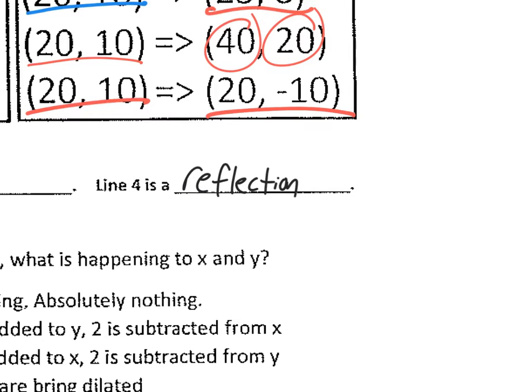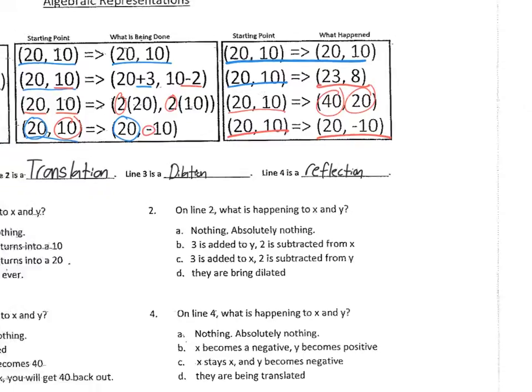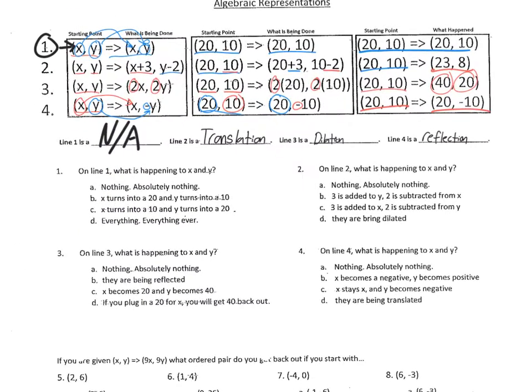So again, these are the things that we've talked about so far. Unfortunately, we've still got more stuff coming. So number 1 says, on line 1, what happened to x and y? Well, nothing changed on them. So the answer is nothing.